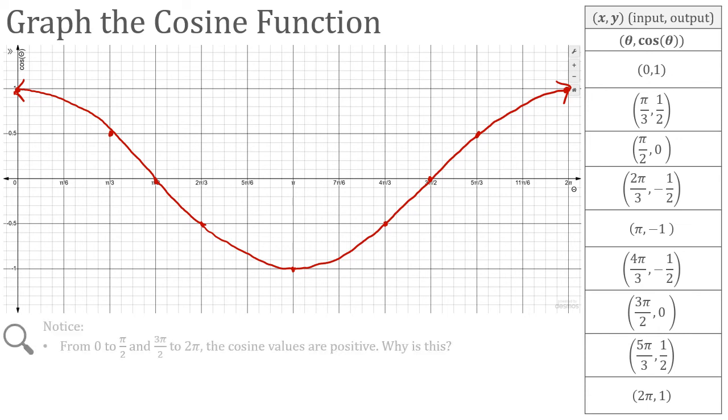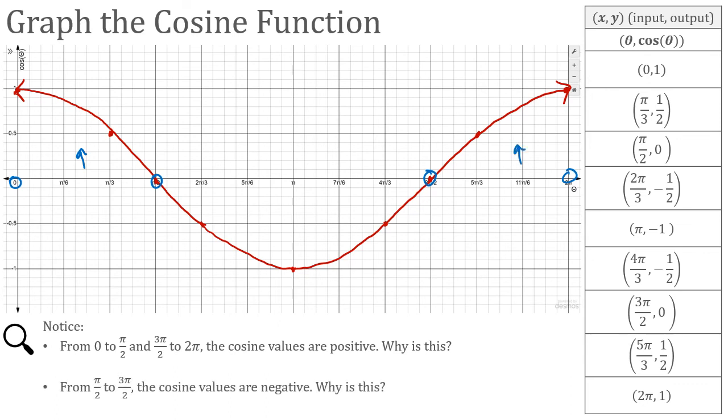This one's a little bit different though, because from 0 to pi over 2, let me just go ahead and circle that, from 0 to pi over 2, the values are positive. And then also from 3 pi over 2 to 2 pi, the values are positive. And then, of course, we see that they're negative from pi over 2 to 3 pi over 2. That's where they're negative. And why is that happening?